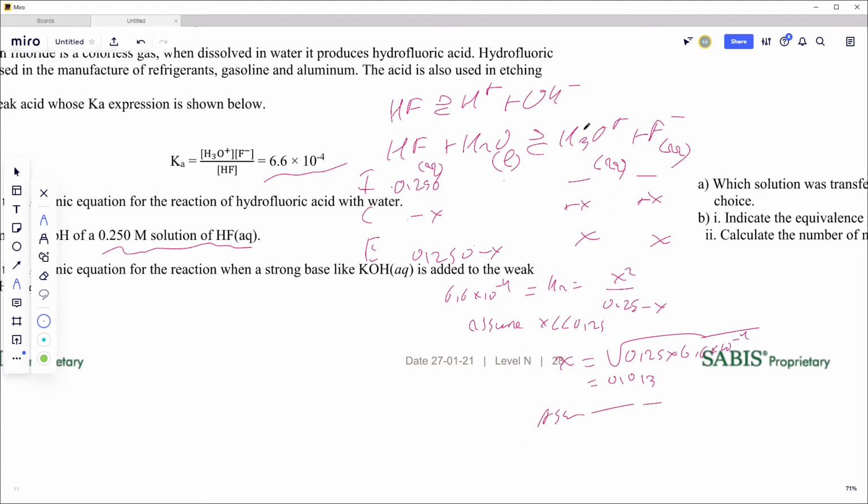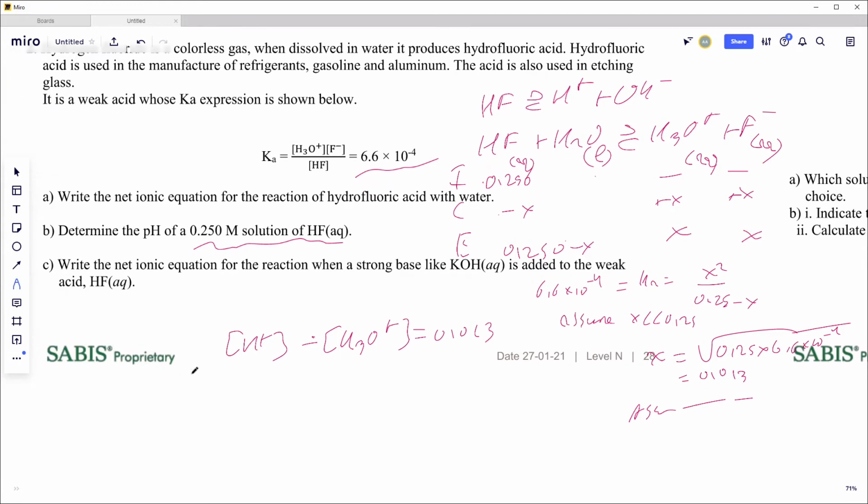So what's x? Which one's important? What are we looking for here? We're looking for pH, so we're looking for the most important one, which is H3O+. So the concentration of H3O+ is equal to 0.013, which is again the concentration of H+. So we have H+, so we can talk about pOH.